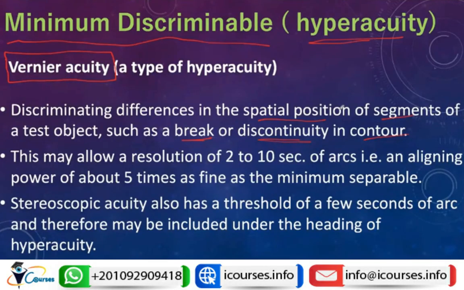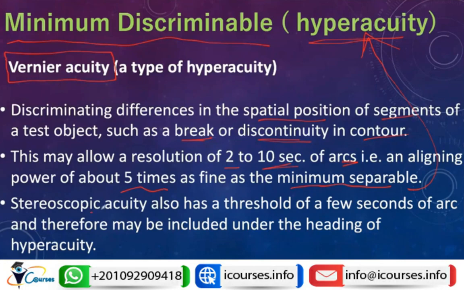Surprisingly, although the minimum angle of resolution is 1 minute of arc, it was found that the Vernier acuity in some individuals can have a resolution of about 2 to 10 seconds of arc. So it doesn't even reach 1 minute. It is about 5 times as fine as the minimum separable. That's why it is called hyperacuity, because in this condition the individual can see things that are not detectable by the minimum separable.